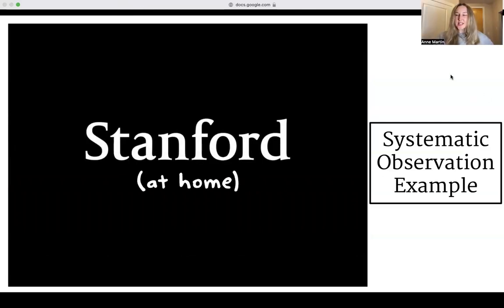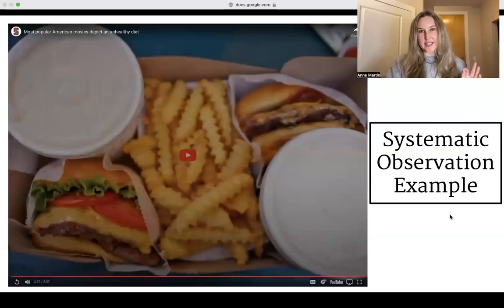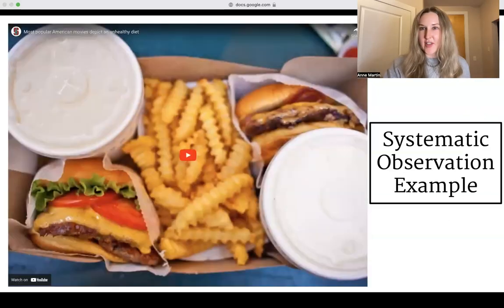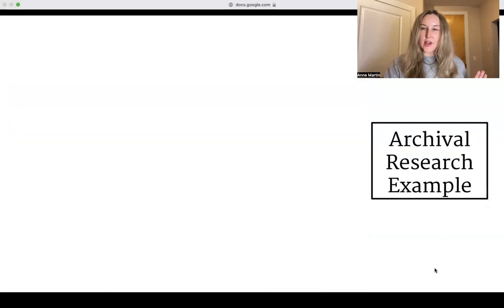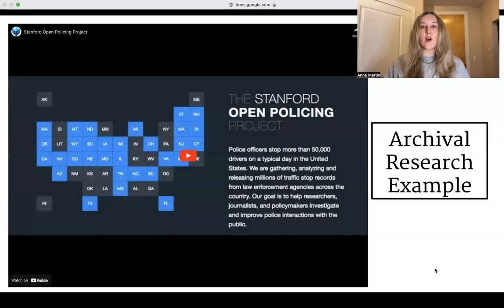Okay, so as you can see, they coded during that time interval and correlated that with the nutritional value. So that's an observation example. The last example is an example of archival research, which is an example of secondary or existing data.